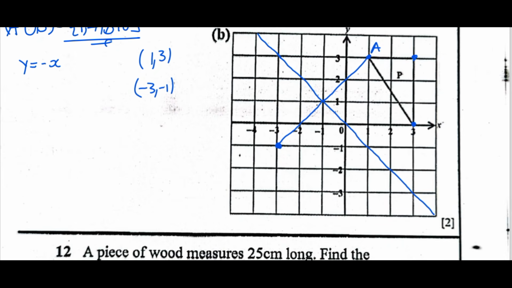Now let's look at point B. So B will be 1, 2, 3. Move again 1, 2, 3. So our B will be here. Let's look at the coordinates for B. B is (3, 3). Then the B image is (-3, -3). So you swap, then you change the signs.